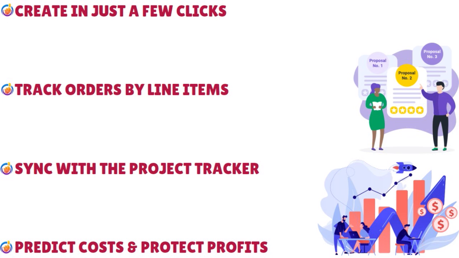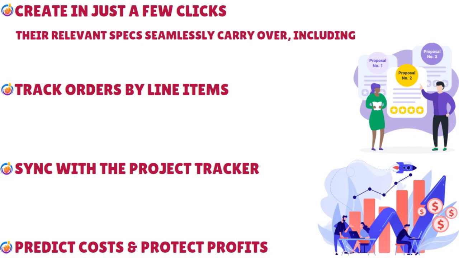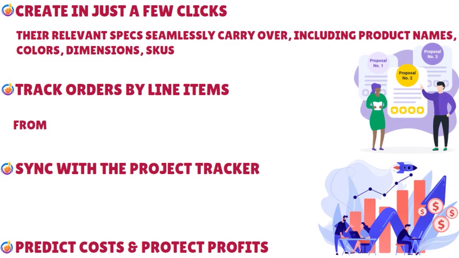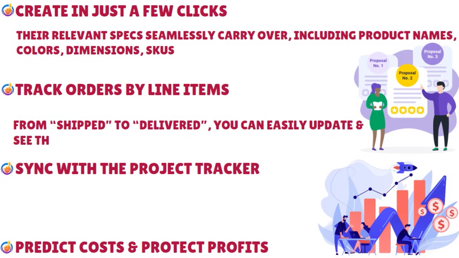So when I speak about creating a proposal in just a few clicks, basically what happens here is that within Houzz Pro, when you convert proposal line items into purchase orders, their relevant specs seamlessly carry over, including product names, colors, dimensions, SKUs, and more. So again, going back to what I said earlier, that level of granularity really helps a lot. Also, when we talk about tracking orders by line item, from shipped to delivered, you can easily, through Houzz Pro, update and see the progress of all your products.